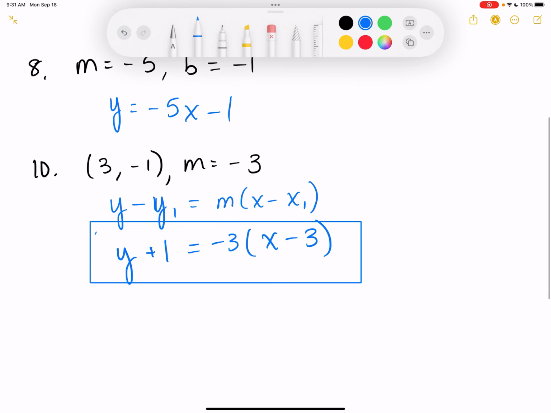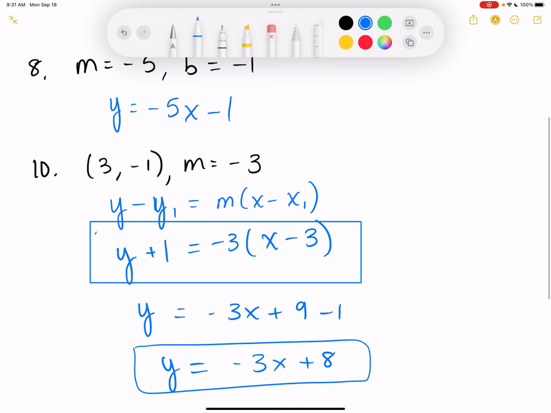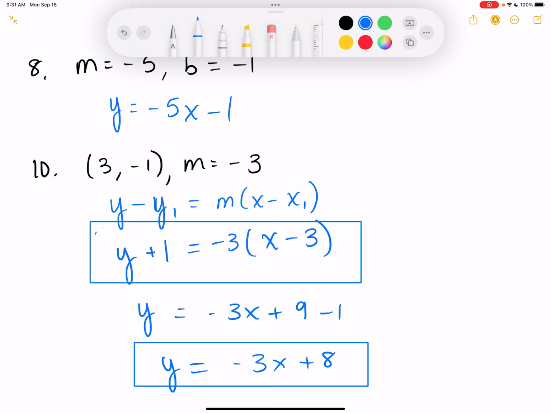Or you can switch it into slope intercept form. So y equals -3x plus 9 minus 1, which would be y equals -3x plus 8. So either of those are fine. To be honest, I typically will leave it in point slope form unless I'm going to have to graph it. Obviously it's easier to graph in slope intercept form. Just because pretty much any math you do beyond this class, you're going to need point slope form. Like calculus, we only use point slope form. So I just get in the habit of using this one, but totally your preference.